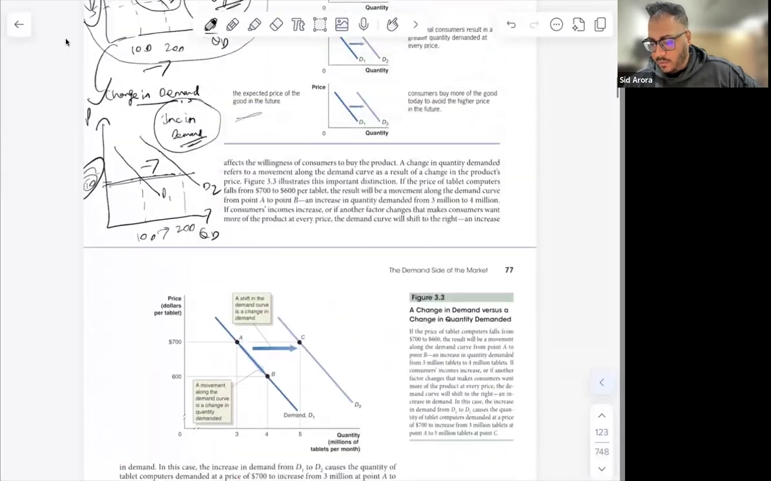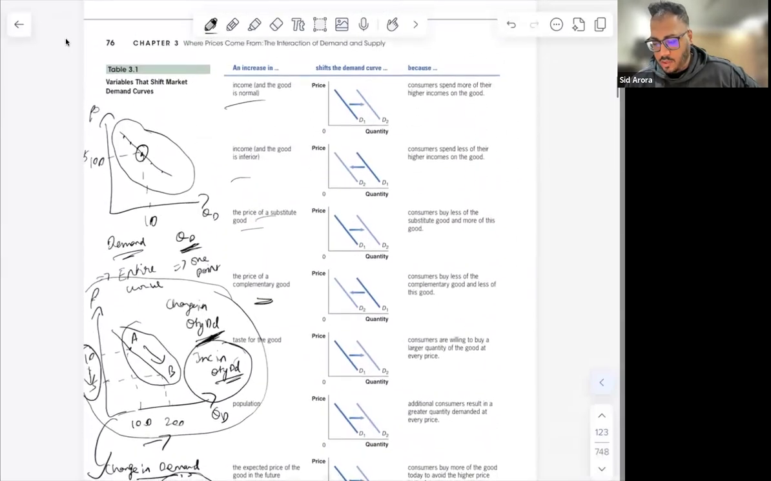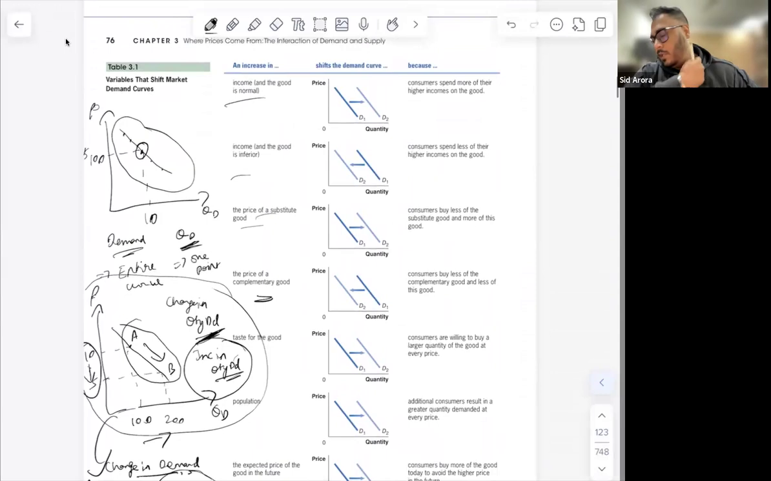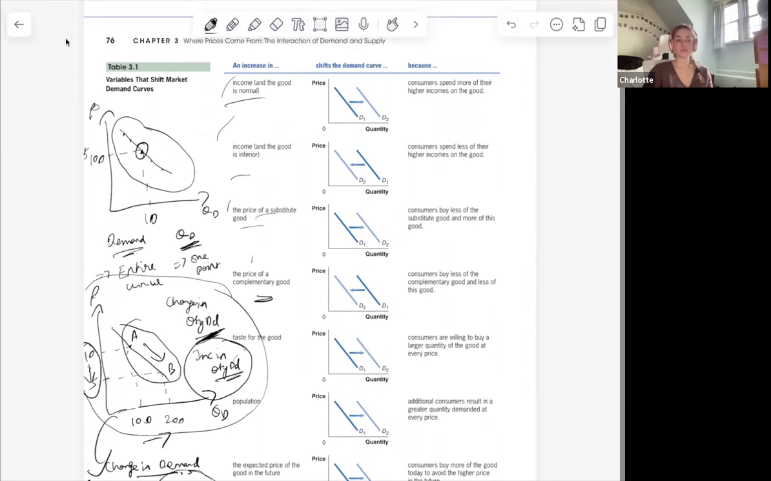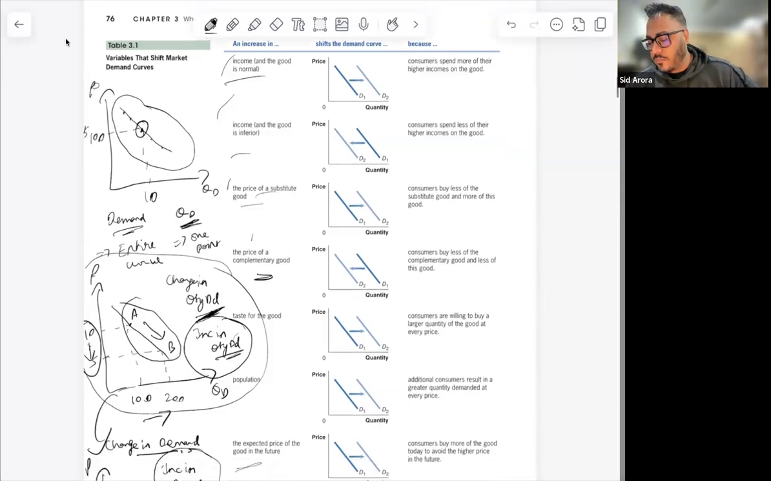So the most important part was the graphs, right? Understanding how, when one variable changes, so one of the five that we did, what impact does it have on the demand curve? Is it an upward movement, downward movement, rightward shift, or leftward shift? Those are essentially the four possibilities that you have.